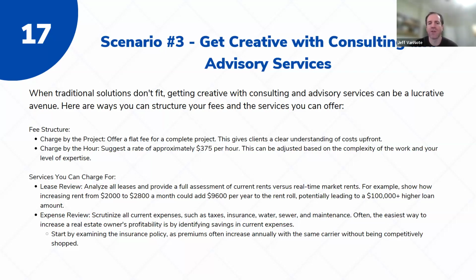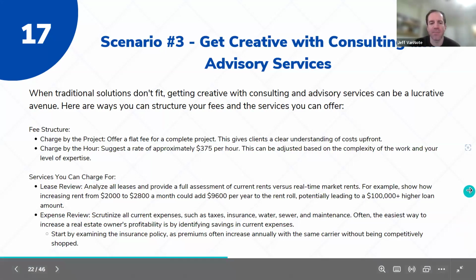Expense review. Scrutinize all current expenses such as taxes, insurance, water, sewer, maintenance. Often the easiest way to increase a real estate owner's profitability is by identifying savings in current expenses. Start by examining the insurance policy, as premiums often increase annually with the same carrier without being competitively shopped.